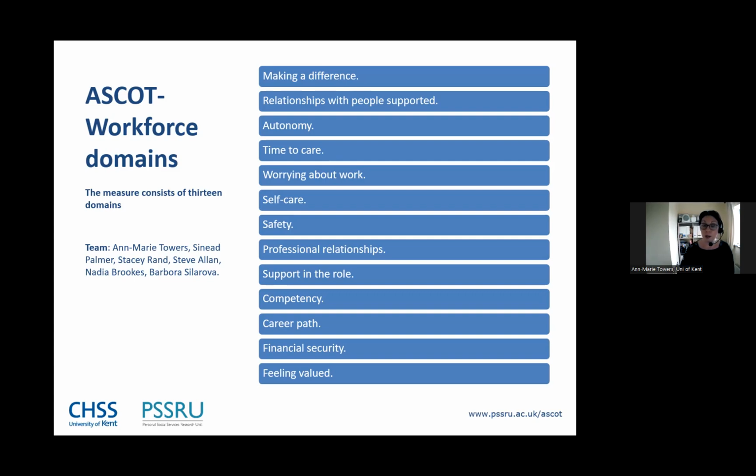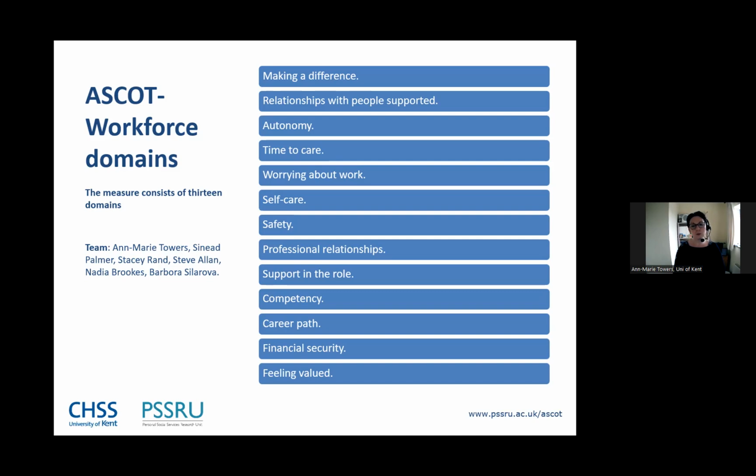Worrying about work, so going home after hours and thinking about the people that you're caring for and the strain that that can place on individuals. Having time to self-care. Can you take a break? Can you eat and drink in your shift? Feeling safe in your caring role. Professional relationships, so relationships with colleagues, but also relationships with health. So if you're a care home manager, how are your relationships with the local GP, with the community nursing team, and so on?